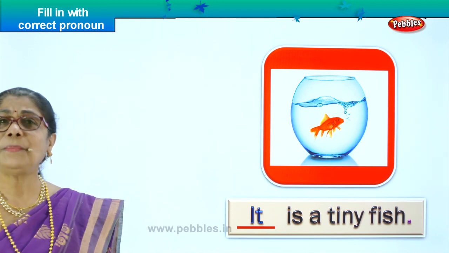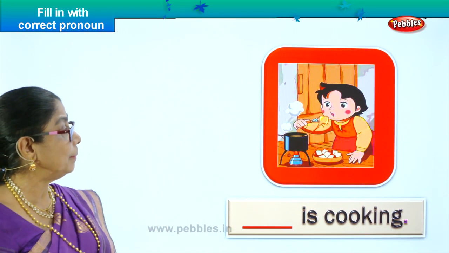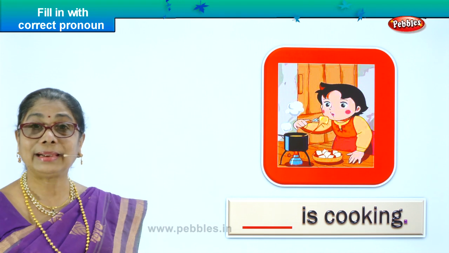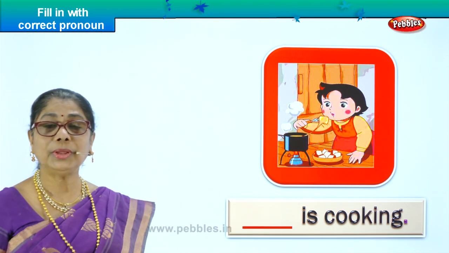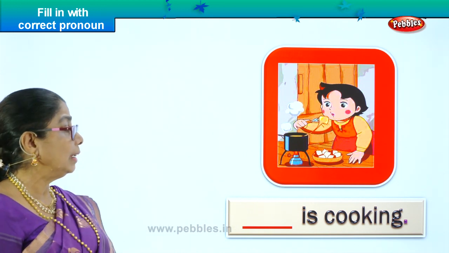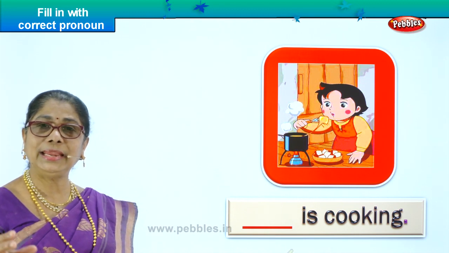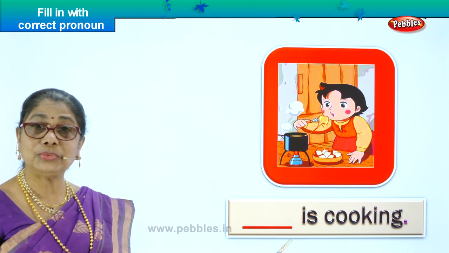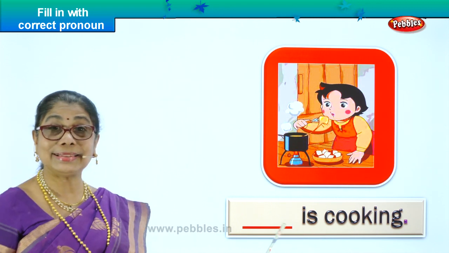A new picture? Good. Here we are. Somebody is cooking. Yes. Now, is it a girl or boy, mom or aunt, anybody, a lady cooking. Now, pick the correct pronoun. He, she, it. What shall we use here? Good. She is cooking. Excellent.